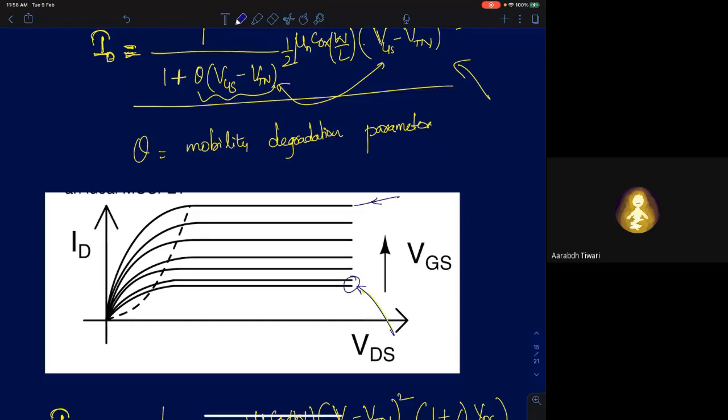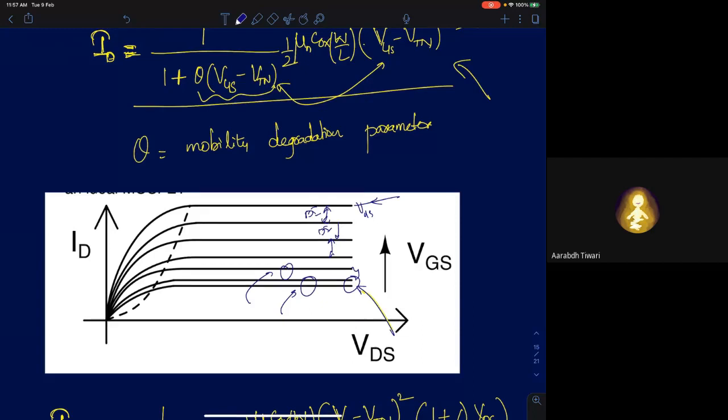Initially for small VGS, the delta I here is more than the delta I here, so it's obeying square law characteristics for small VGS. But as I increase my VGS, you see here, the change in the current is linear. The delta I here is linear with the gate to source voltage. So this captures the mobility degradation effect.